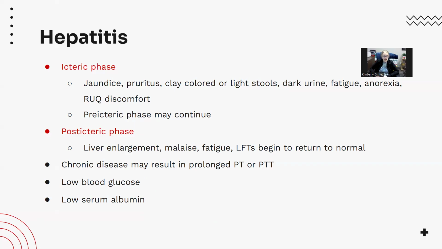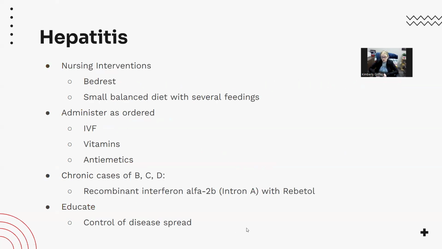Post-icteric phase, you're going to have liver enlargement, malaise, fatigue, your LFTs start to return to normal. If you have chronic hepatitis, you can have a prolonged PT or PTT. You can have a low blood glucose or a low serum albumin.